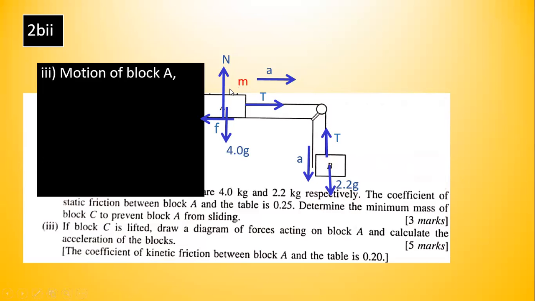So look at block A or block B first, whichever you prefer. Tension is still the same. These are the forces acting, and the acceleration is the same. So for block A, T must be greater than F using Newton's second law. How to calculate friction, remember, is your normal reaction times your coefficient. Normal reaction is balanced by the weight of the block.